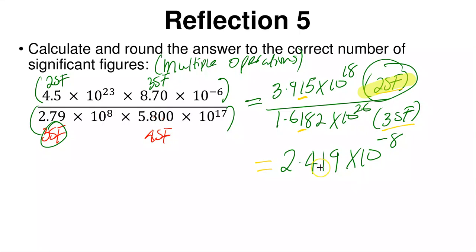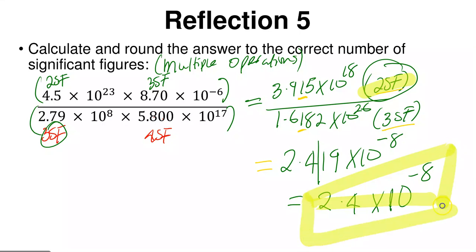So to round it off to 2 significant figures, I'm going to drop the rest of the number this way. And since the digit to be dropped here is not up to 5, sorry, it's less than 5, my final answer is going to be 2.4 exponential, which is times 10 to the negative 8. This becomes my final answer. So it's important you know how to do this.